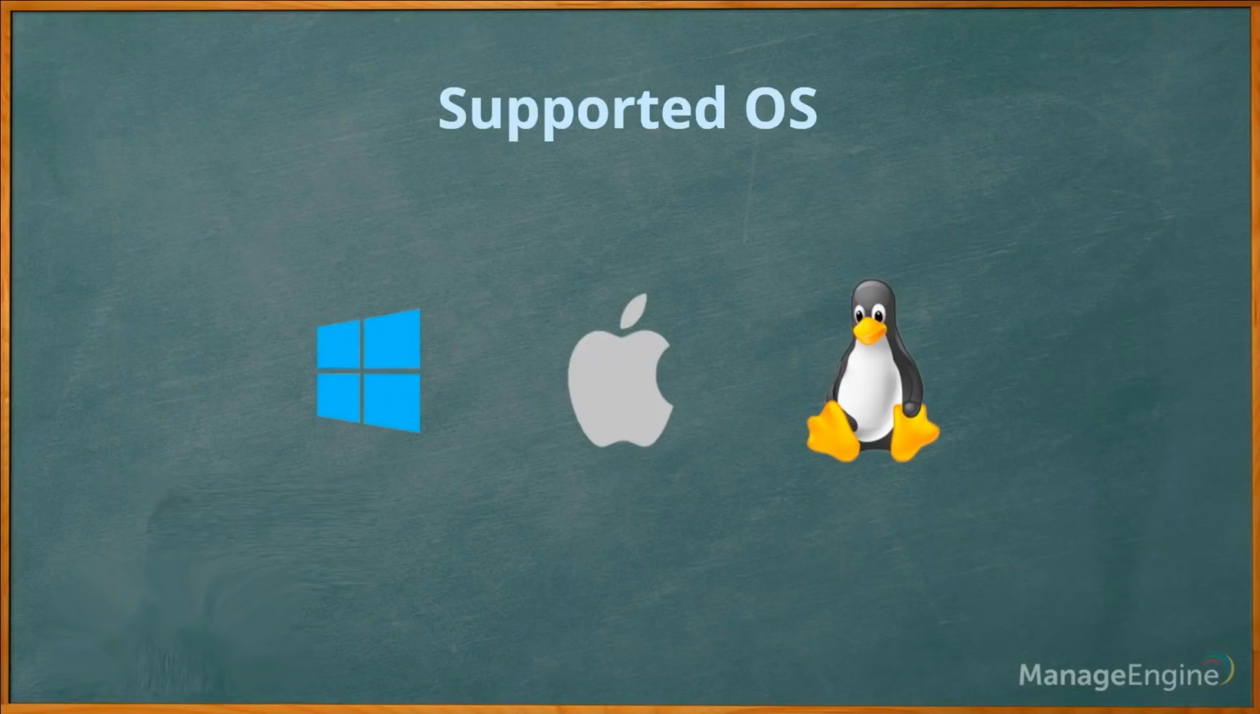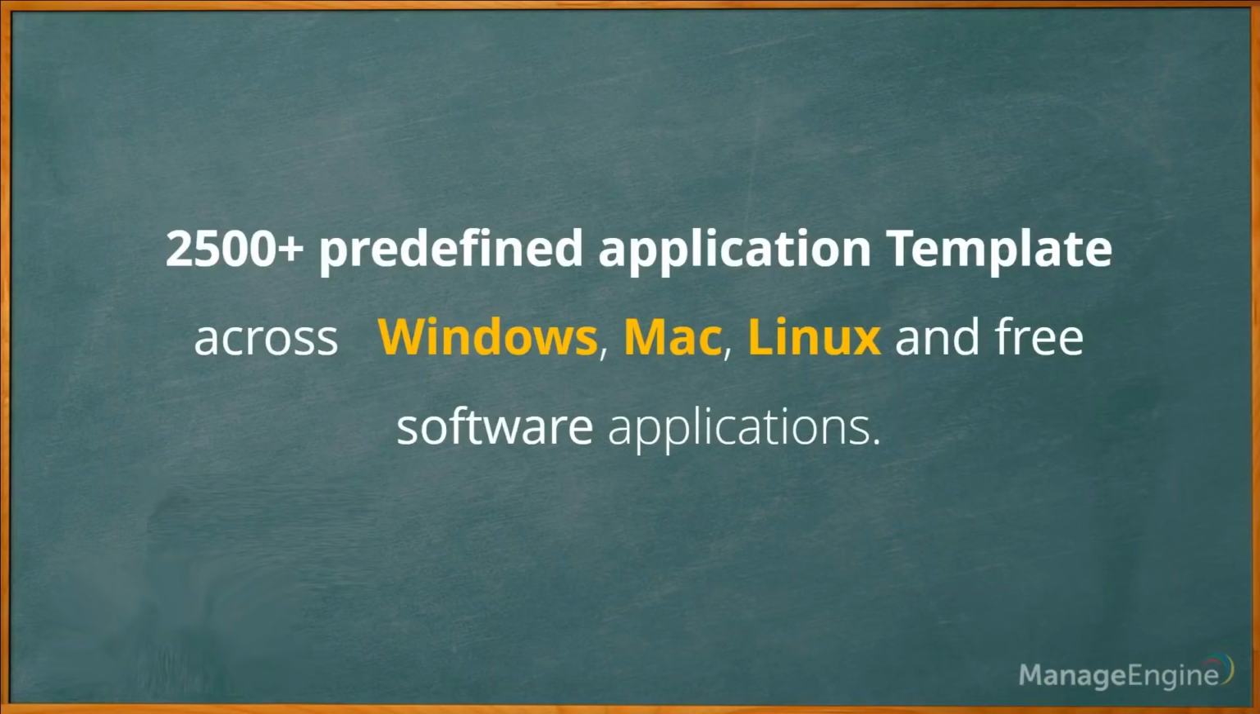In Desktop Central, we support all 3 flavors of operating systems for software deployment: Windows, Mac, and Linux. We have over 2,500 predefined application templates that you can choose from across the Windows, Mac, and Linux operating systems, that you can use to download freeware applications and then push them to your endpoints.